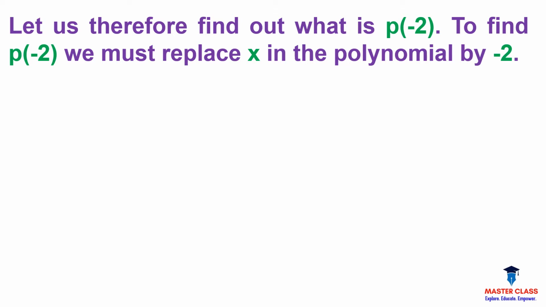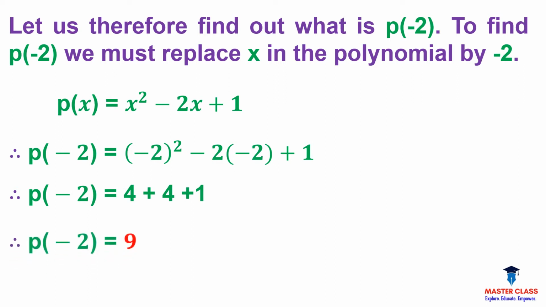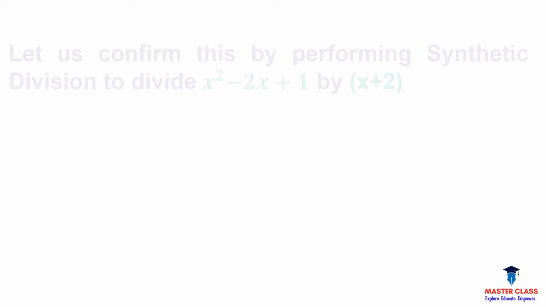To find p of minus 2, we must replace x in the polynomial by minus 2. If p of x is equal to x squared minus 2x plus 1, then p of minus 2 is equal to minus 2 squared minus 2 into minus 2 plus 1. Therefore, p of minus 2 is equal to 4 plus 4 plus 1. p of minus 2 is therefore equal to 9.